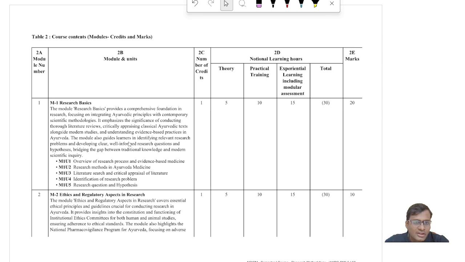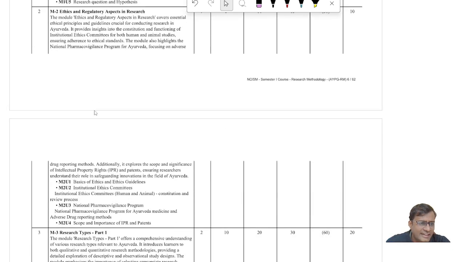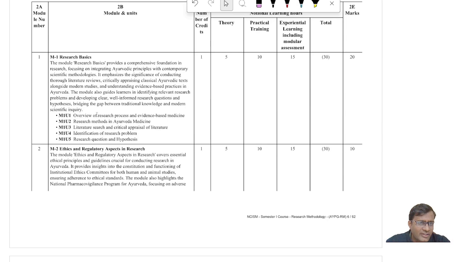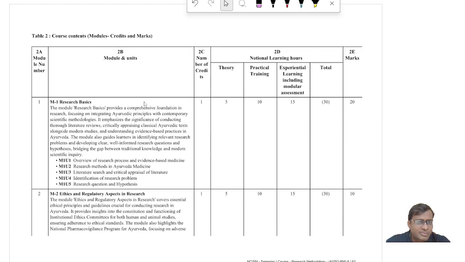Based on that, they have applied it here in the Ayurveda curriculum also. In online courses also, we particularly see this term called modules, and under the modules we have units and subunits. So here the major division is modules, and within modules, the units. This whole research methodology course is divided into 6 modules, and under these, the modules are further divided into units.